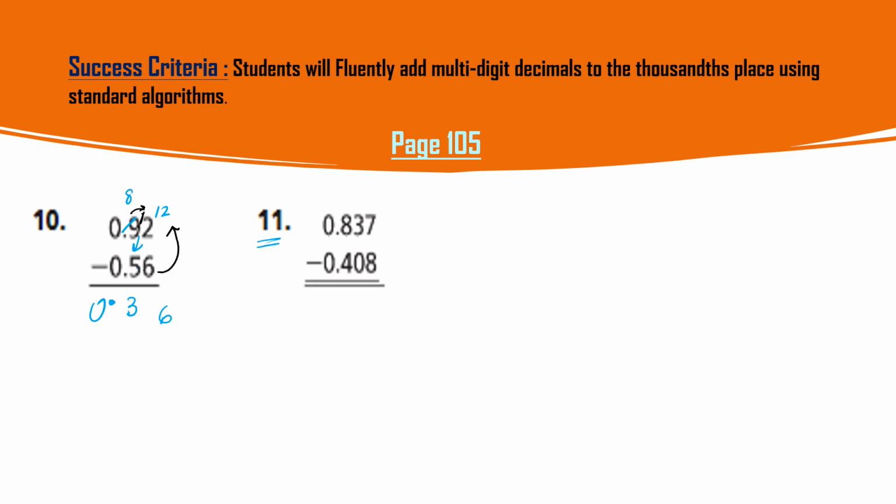Now again, 7 is smaller than 8. So borrow the 1 from the neighbor. So it becomes 17, but the neighbor will have now 2. So 17 minus 8 will give you, I guess, 9. Okay, so 9, yes. And then 2 minus 0 is 2. 8 minus 4 is 4. Point, and then 0. So I hope that all the questions are clear to you.